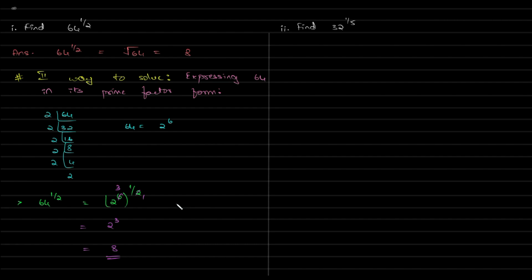So the identity we used over here is a to the power of n whole to the power of m, which is a to the power of n into m. So this is the relevant identity for this particular question.